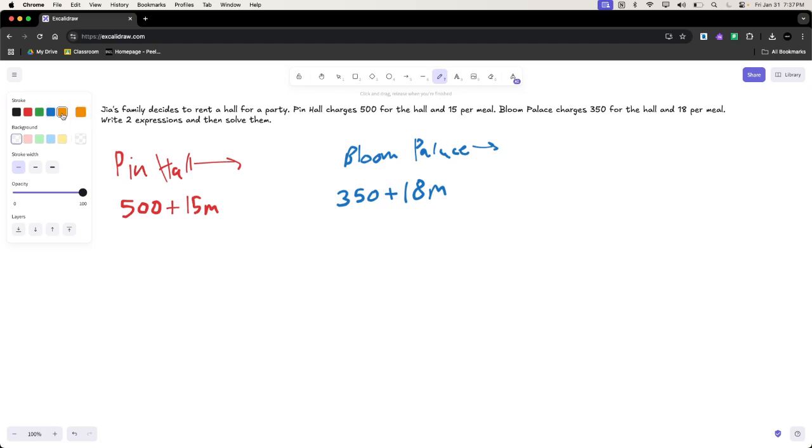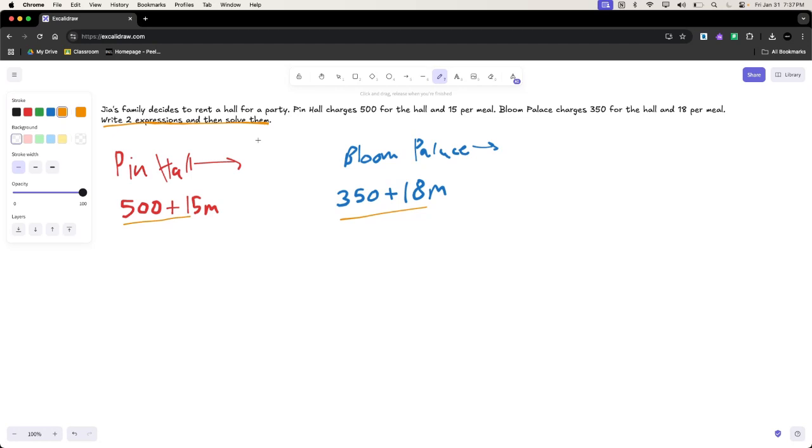All right. So first of all, we now have both of the expressions that we needed from both Pin Hall and Bloom Palace, which we're assuming is what it means when it says two expressions. I'm just going to write Bloom and Pin Hall. I would imagine that, right? So, anyways, we have these two. And now, what does it exactly mean? Let me just backtrack here. What does it exactly mean by writing two expressions and then solving them?